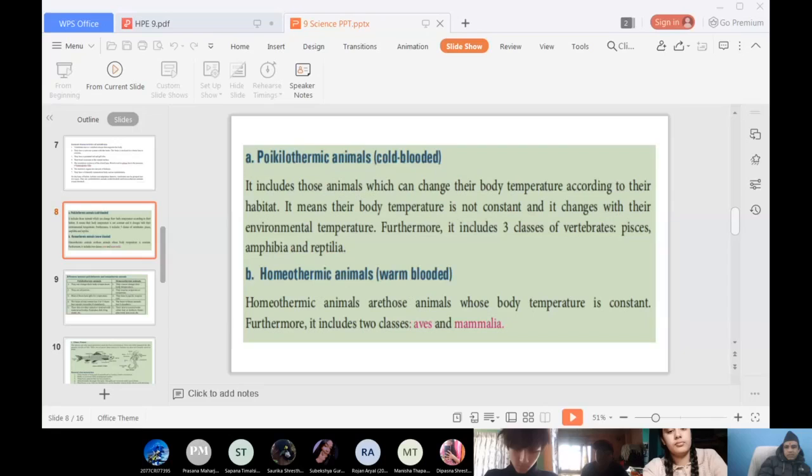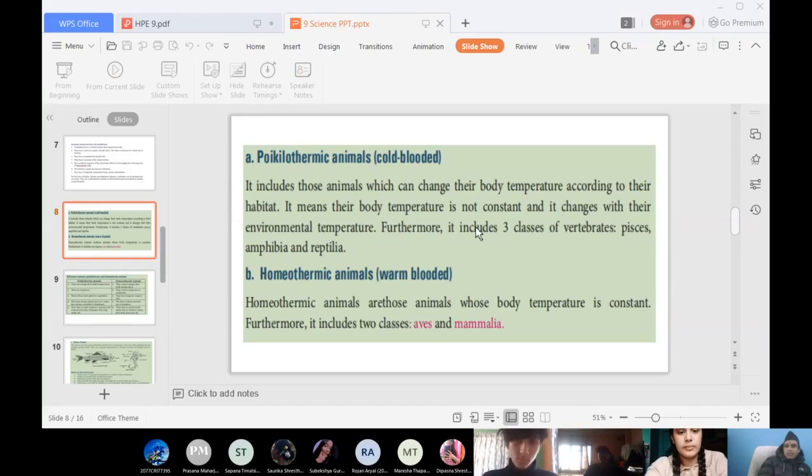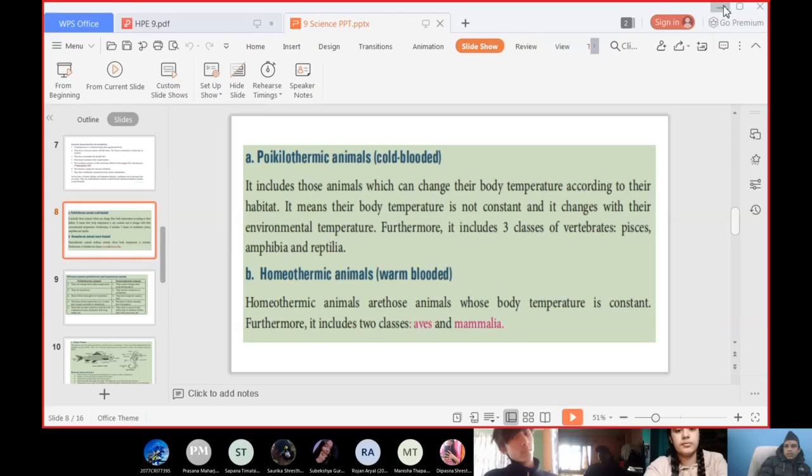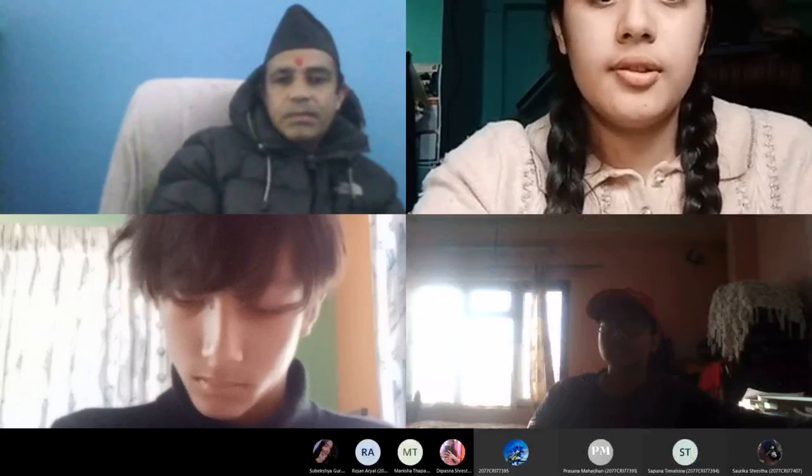Now, homothermic animals. How to define those animals? Homothermic animals are those animals whose body temperature is constant. It is not affected by the surrounding. And in homothermic animals, there are two groups: Mammalia and Aves. So here we have to keep in mind there are two groups of vertebrates. They are poikilothermic and homothermic.